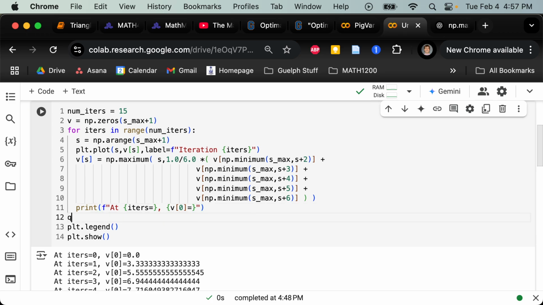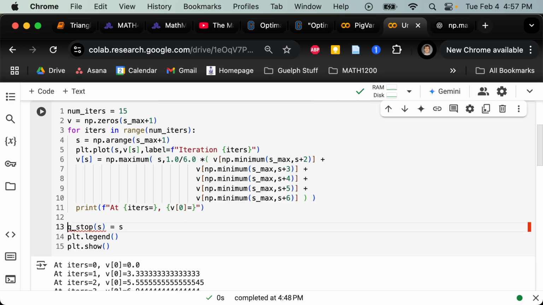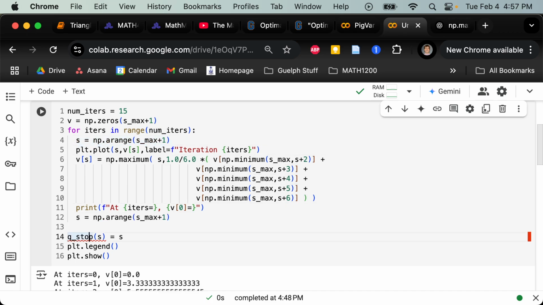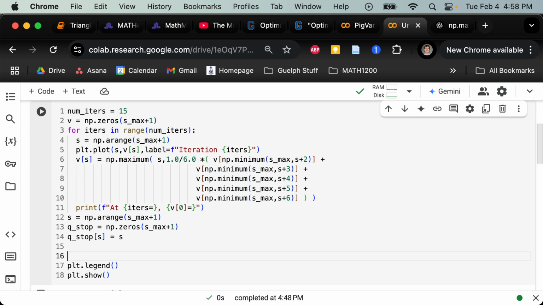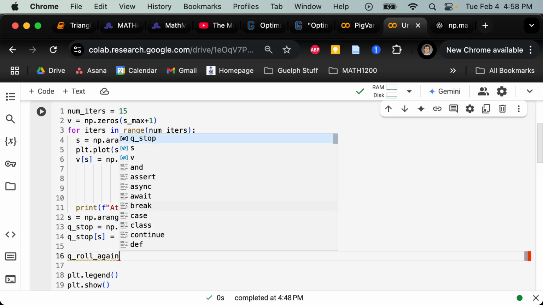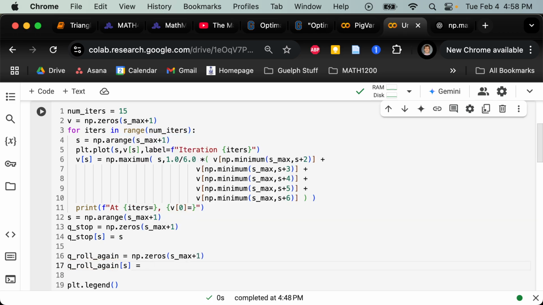So let's call this Q stop. That's easy. That's S. Remember, S is our little array over here that lets us do everything. And I want it to be like this. So that'll be stopping. And I got to tell the computer what is Q stop. Q stop. Yep. And then I got to make a Q roll again. Q roll again. And that will again be started out as all zeros. And then I will set it to this thing over here. So Q roll again is equal to this. That is what the equations say.